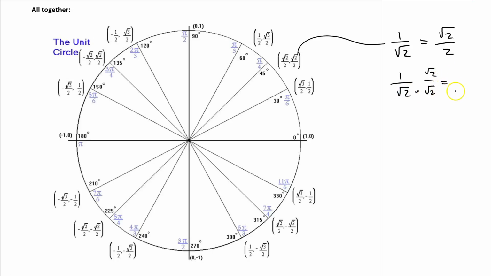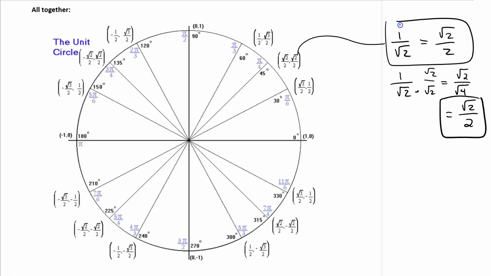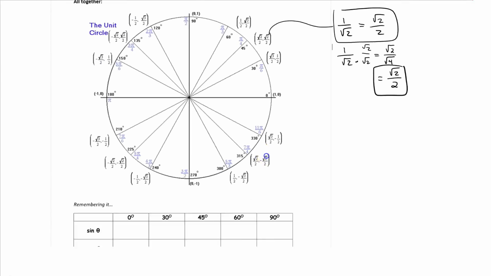Root 2 times root 2 is the square root of 4. 1 times root 2 is the square root of 2. But we know what the square root of 4 is, right? So we have root 2 over the square root of 4, which is 2. So whenever you see 1 over root 2, that's the exact same thing as root 2 over 2. So don't be worried about that.